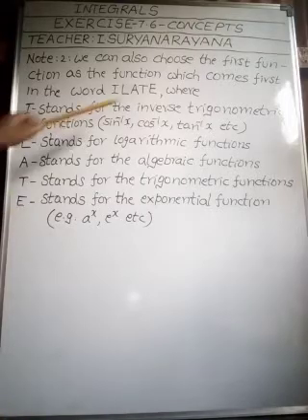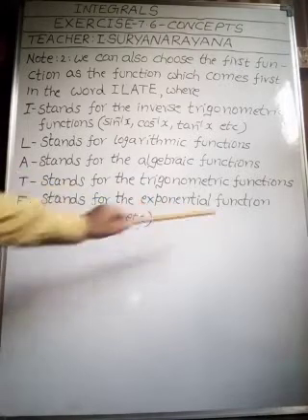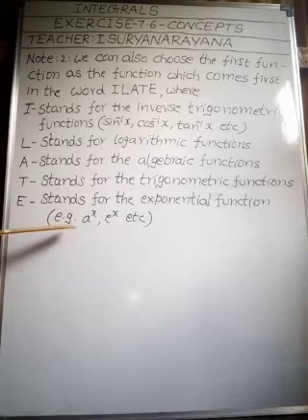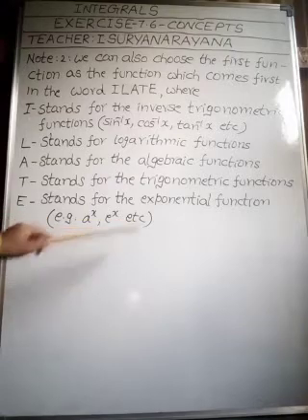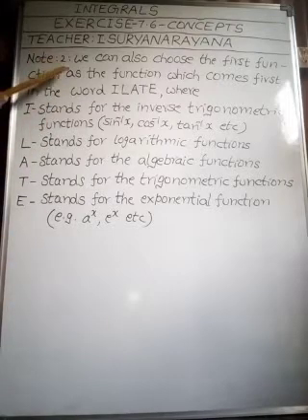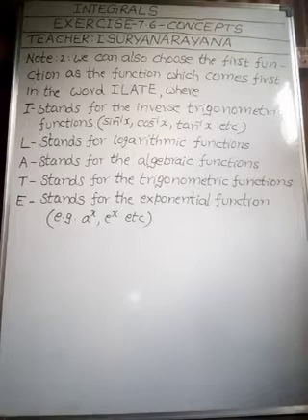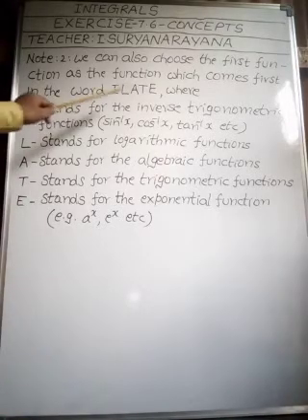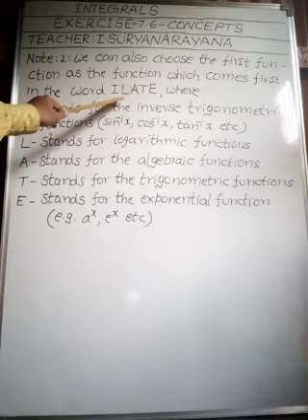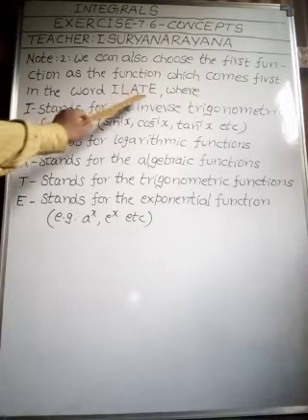Next, last letter E. Fifth letter is E. E stands for the exponential function. Example, a power x, e power x, etc. By using this second point, this is very important for integration by parts. When the two functions are arranged in this order, in the product of the two functions, we should arrange the two functions in this order only.